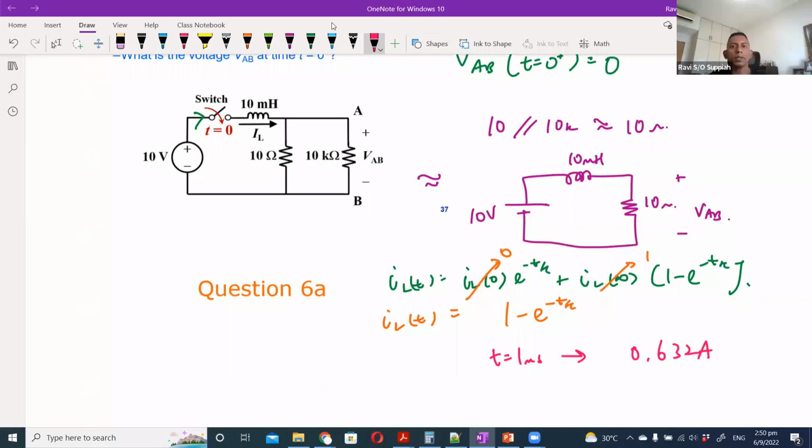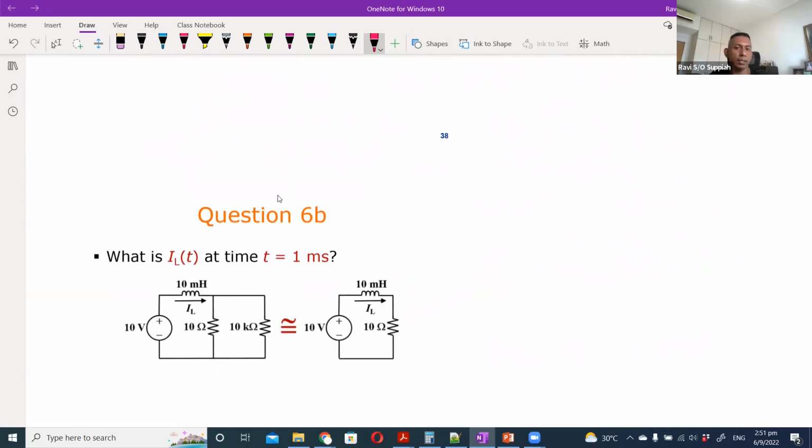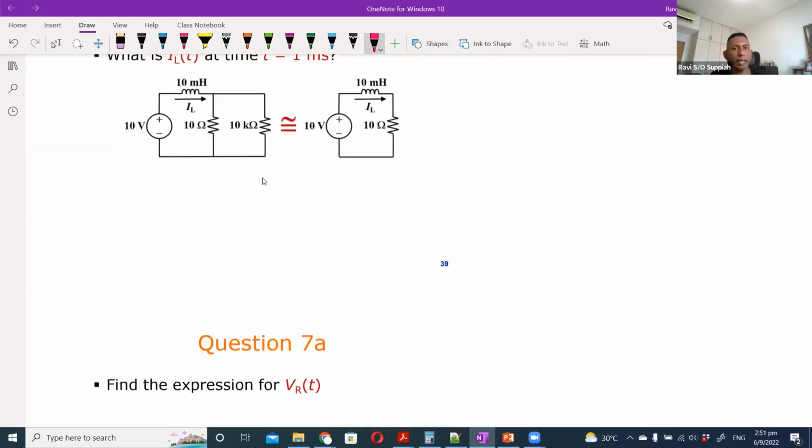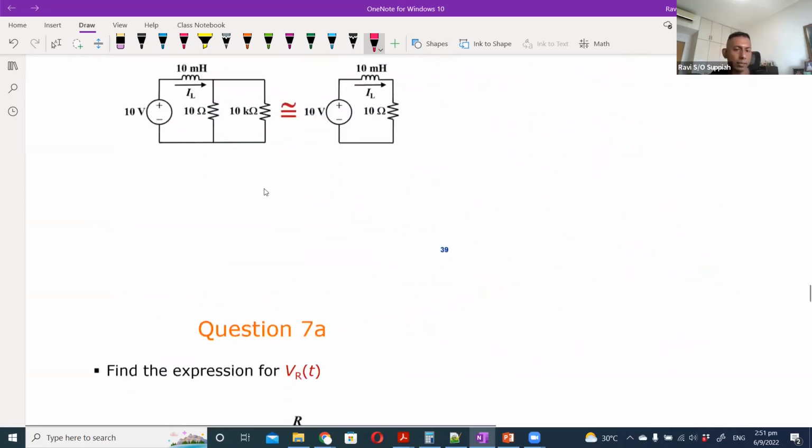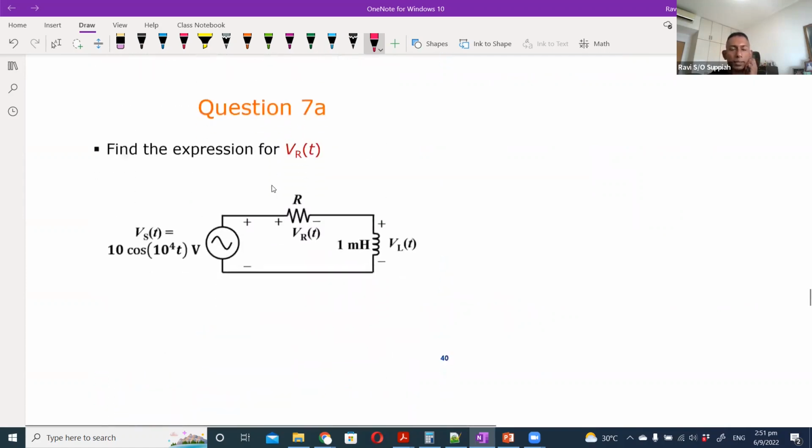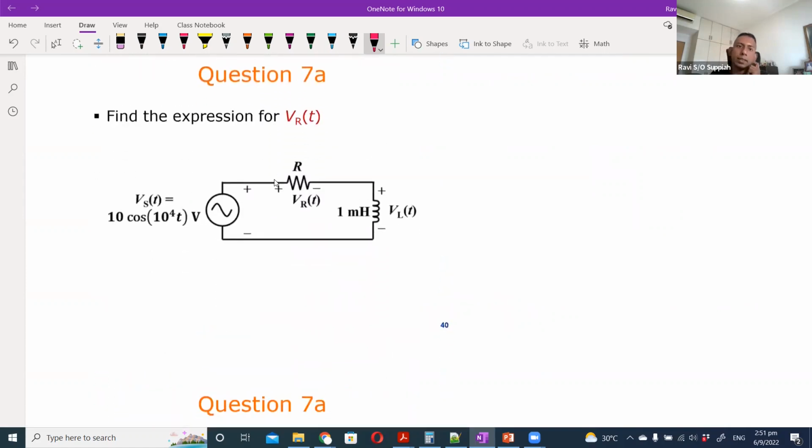Okay, so that wraps up the DC analysis part. So far what we've been looking at is the DC analysis. When we talk about DC analysis with capacitors and inductors, we are interested in the transient and the steady state response of the circuit. Question 7 onwards is all on the AC analysis. In AC analysis, we are going to deal with complex numbers and the phases and everything.